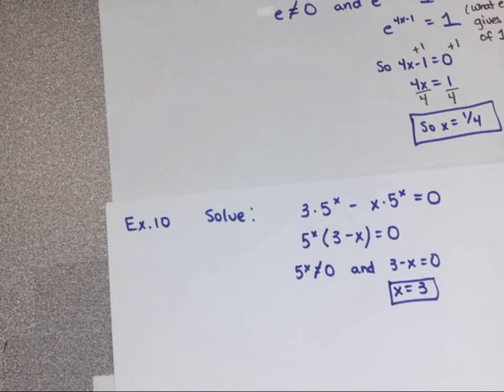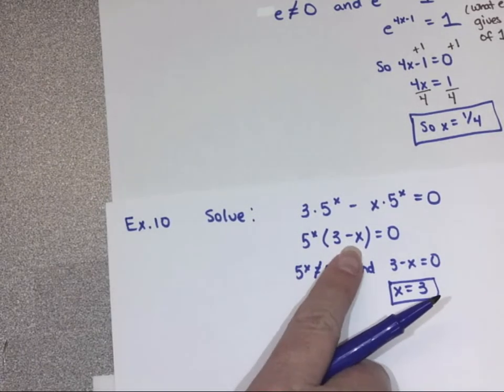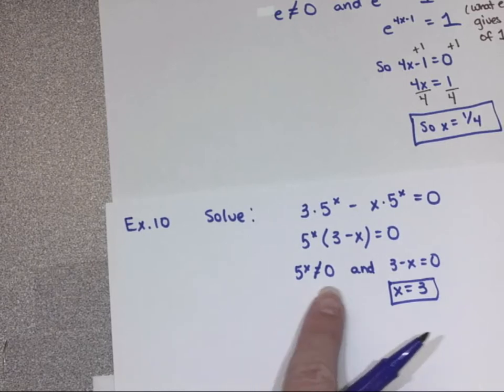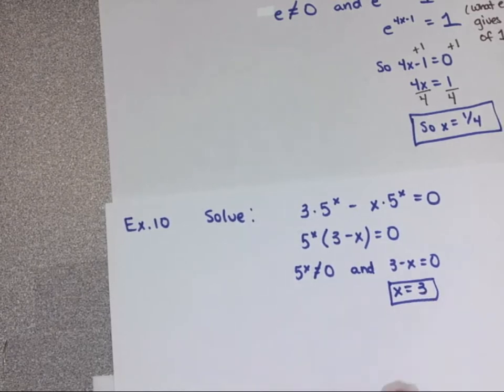Okay, so it will always, in this section, be something like that, where you can pull out what they have in common and then use that zero product property, which just says that if I have two things multiplying to give me 0, then one of them must have been 0. Okay, it cannot be that one, so it must be this one.